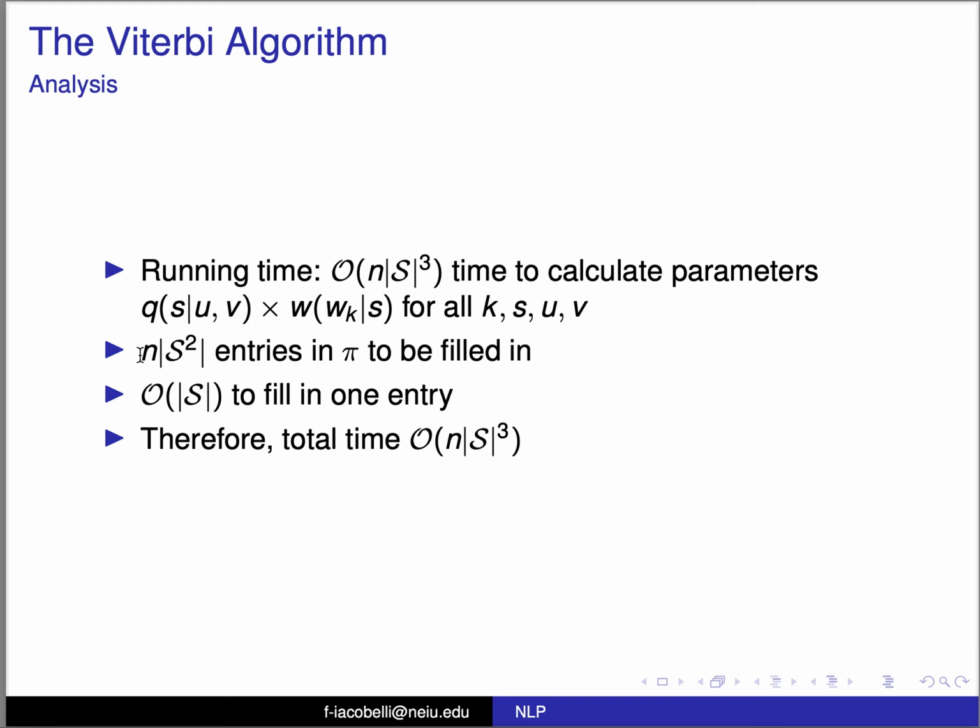And then there are n times S squared entries in the pi table to be filled in. So that's the memory. And to fill one entry is one loop over all the tags. So that is how we arrive at this runtime. I understand this. I think debugging the Viterbi algorithm is going to give you a lot more insight into how this is accomplished.